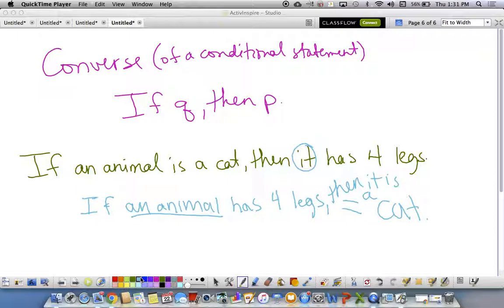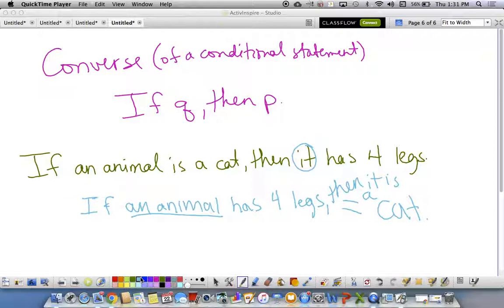Okay. So, the hypothesis and the conclusion, we just switched it. So the conclusion was it has 4 legs. If you're putting that at the beginning, then an animal is a cat. Is the conditional statement true? I think we said yes. Let's agree. Is its converse automatically true?